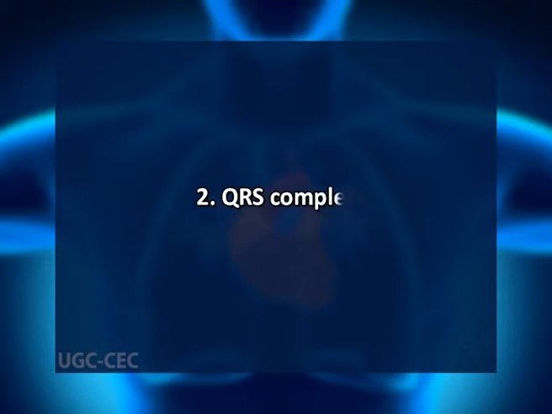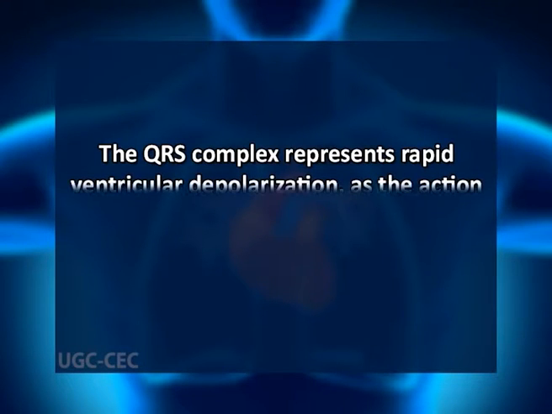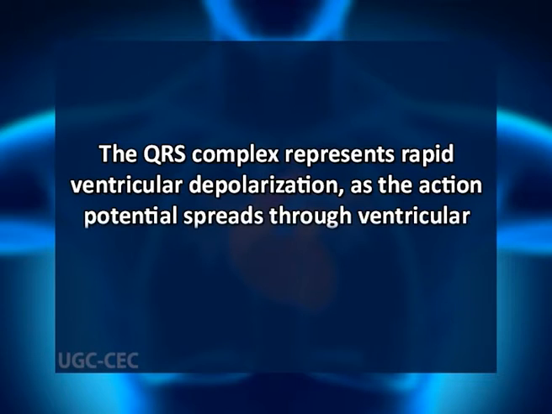The second wave, called the QRS complex, begins as a downward deflection, continues as a large, upward, triangular wave, and ends as a downward wave. The QRS complex represents rapid ventricular depolarization as the action potential spreads through ventricular contractile fibers.